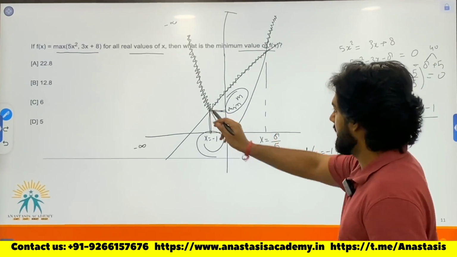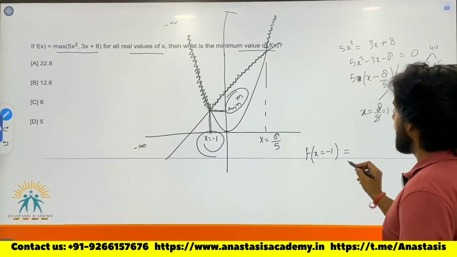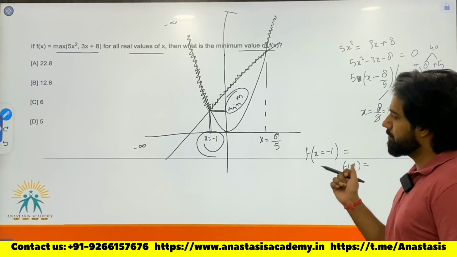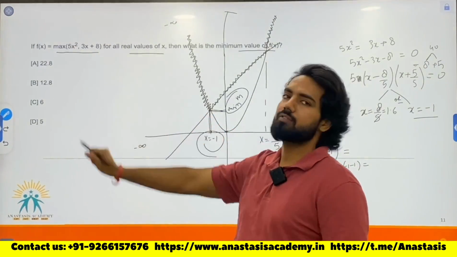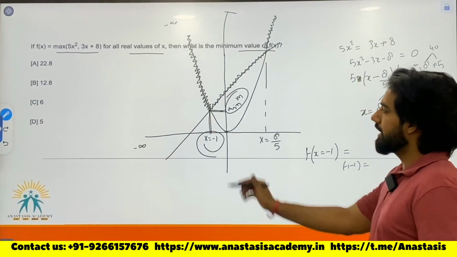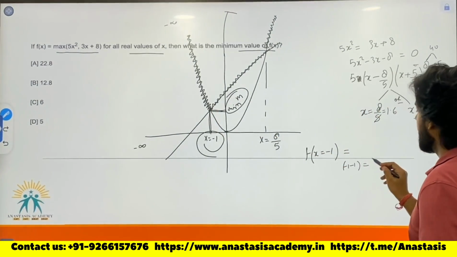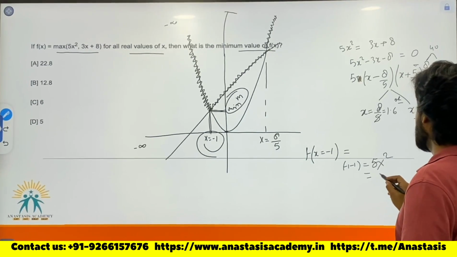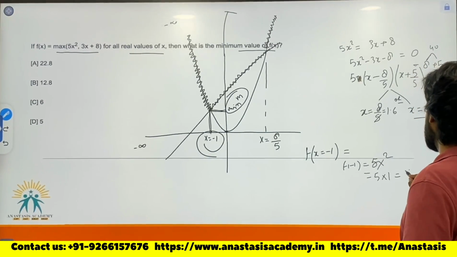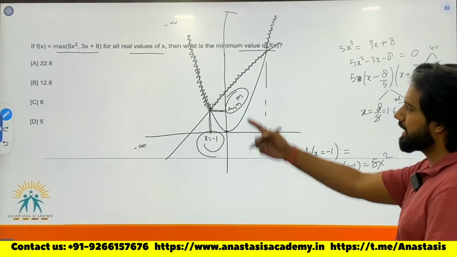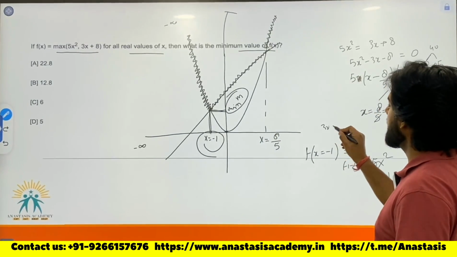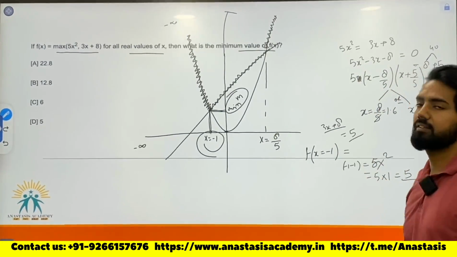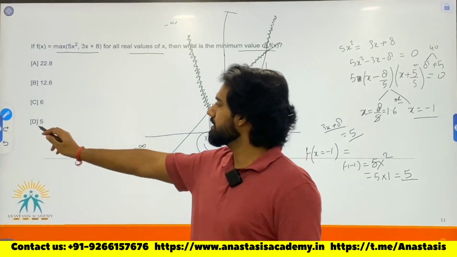So at x equal to minus 1, f of minus 1 would be equal to, I can put this x equal to minus 1 in any of these functions because this is the intersection point. In 5x square, putting minus 1, it becomes 5 into 1, that is 5. Similarly, I can place this minus 1 in 3x plus 8 also. Putting x equal to minus 1, it becomes 5. So the correct answer to this question is option D.